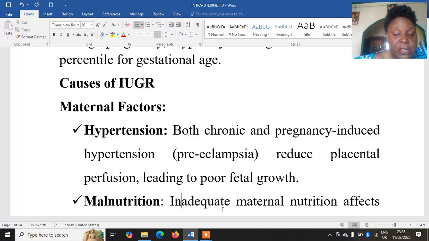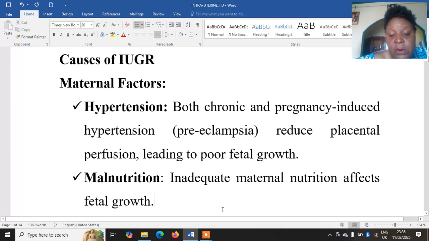Remember, during hypertension, there is what we call vasoconstriction, that the blood is pumped to various parts of the body, but the veins and the arteries are constricted. So this can also affect the placental perfusion, that the blood which is pumped through the placenta to go and serve or feed the baby is also restricted. So this can bring about intrauterine growth retardation.